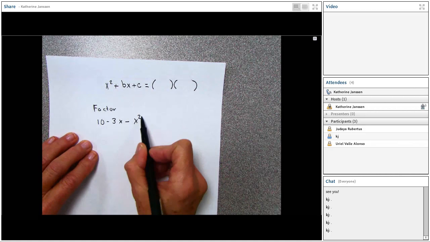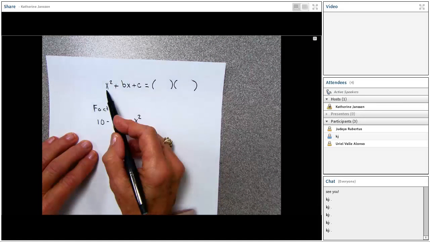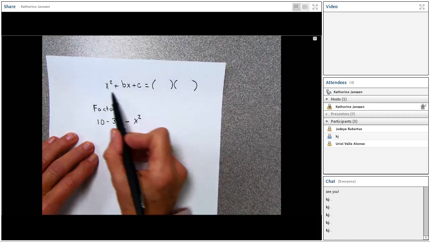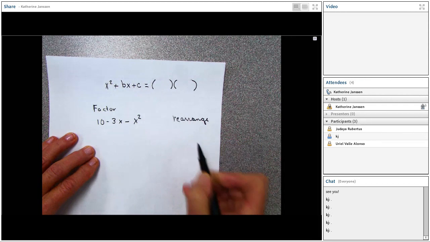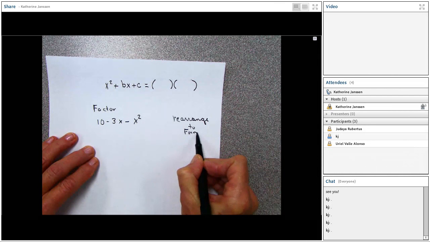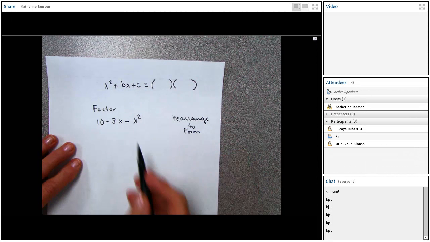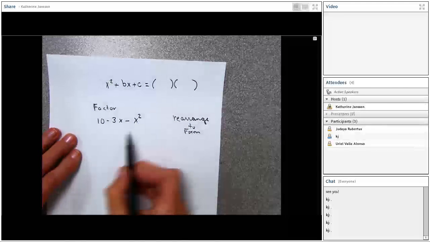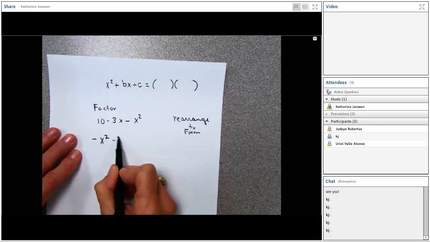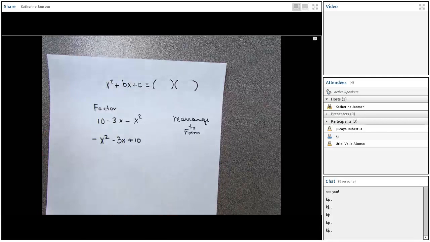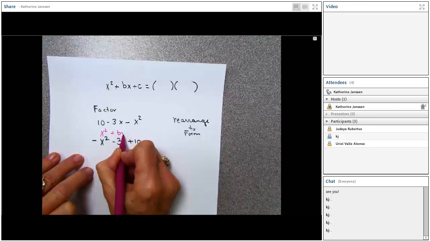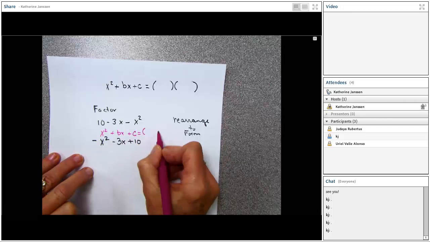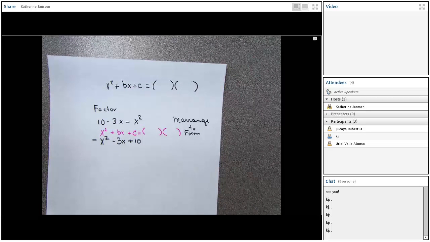Well, that looks like we have an x squared term as our highest degree term, but it's not in our form pattern. So let's rearrange to our form pattern, where our leading term is the opposite of x squared minus 3x plus 10. And now we see that we have the pattern x squared plus something times x plus a constant. So we expect we're going to be able to factor this as a product of two binomials.